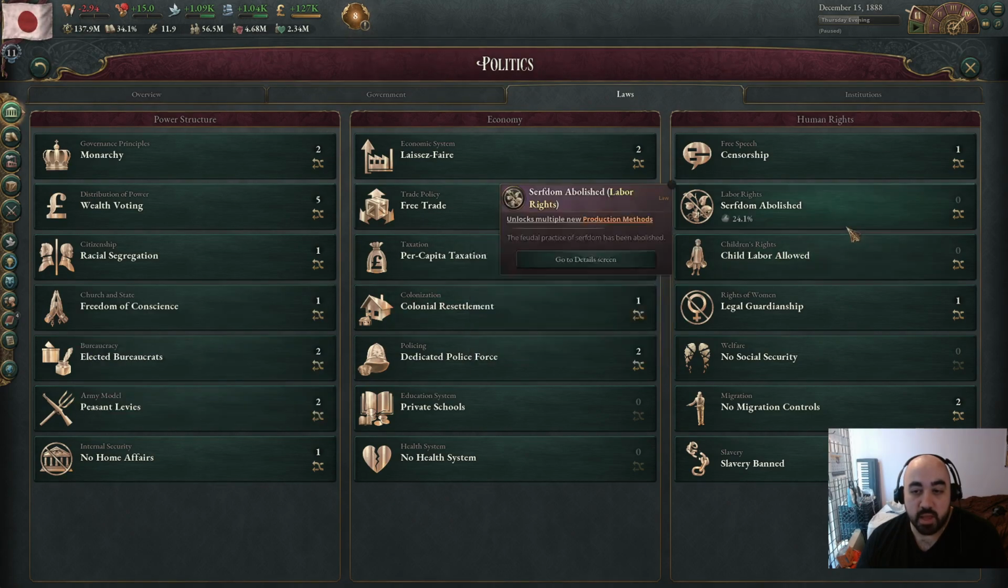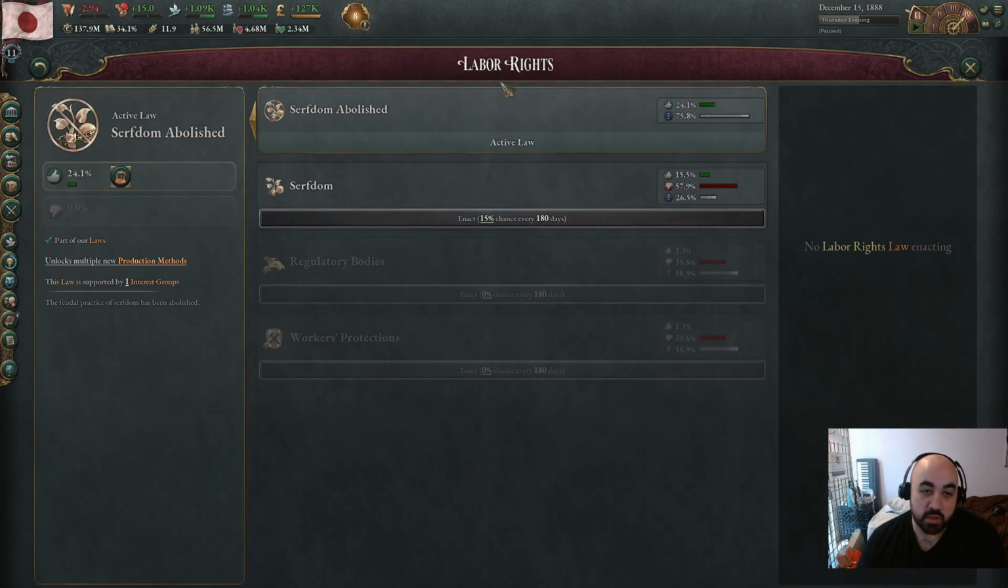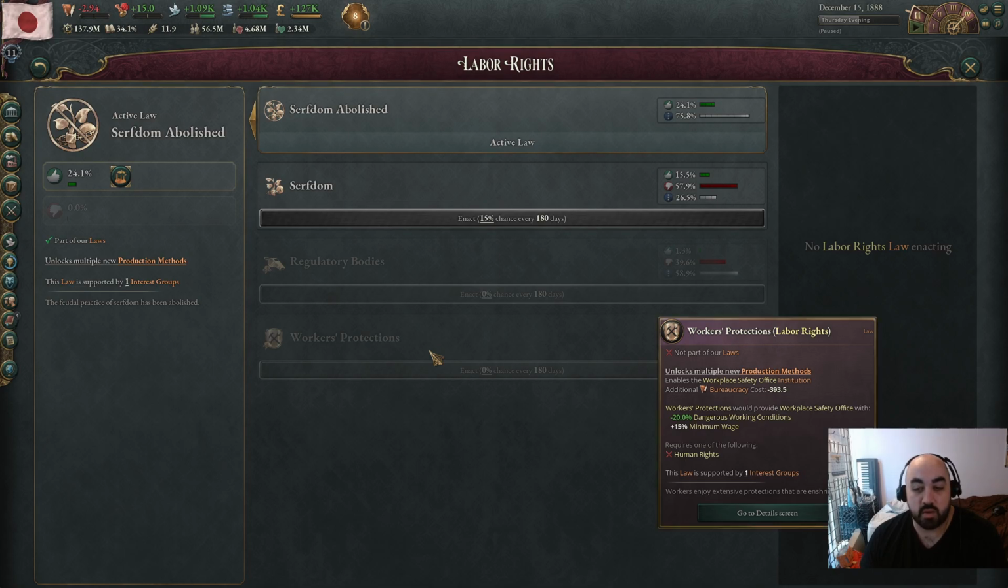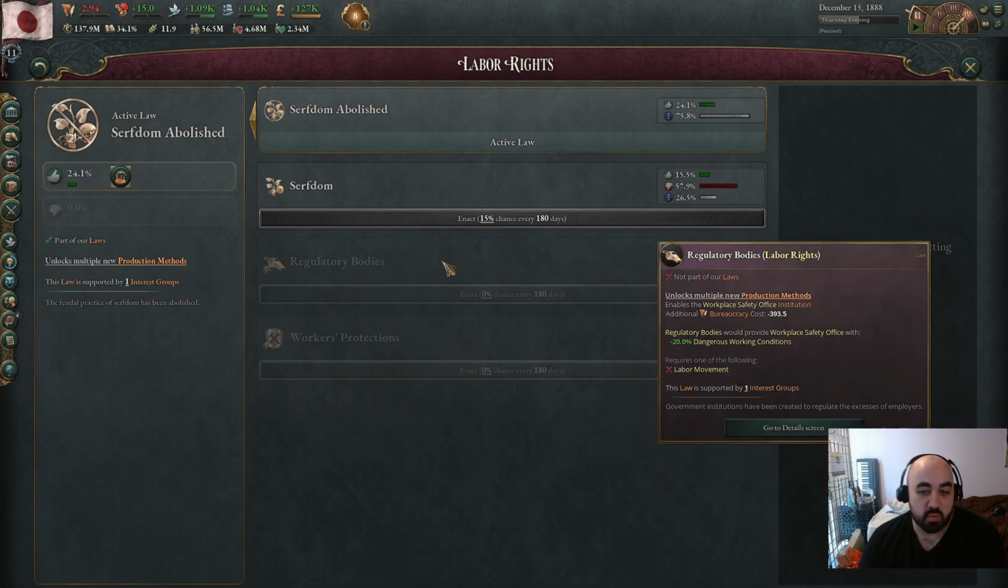And labor rights is an interesting one. First of all, you want to abolish serfdom as quickly as possible, but that's not what we're talking about here. We're talking about the institution of regulatory bodies and workers' protection. In general, workers' protections can be okay if you have just level 1 or 2, but the minimum wage, increasing that up and up and up, is going to wreck your economy most of the time. So generally you want to avoid workers' protections and prefer regulatory bodies, because both give minus dangerous working conditions.